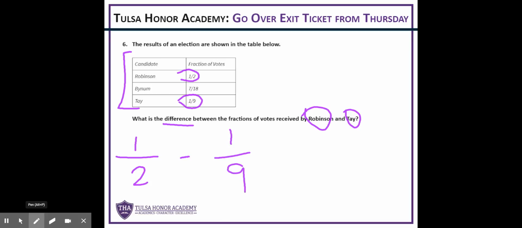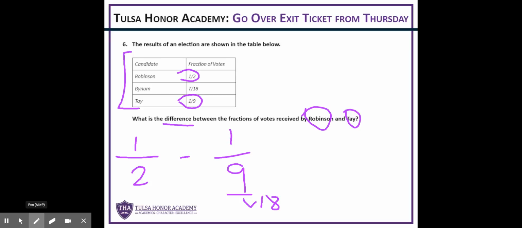Oh no, we have denominators that aren't the same. So I'm going to list them out. I'm going to start with the bigger one. 9 times 2 is 18. 2 does go into 18, so that's perfect. So then I'm going to erase this. Actually, no, I'll just write it over here.